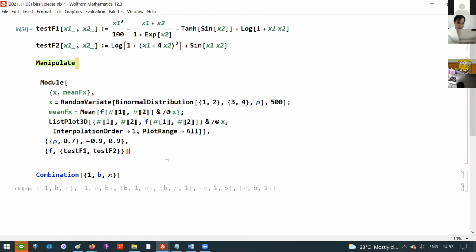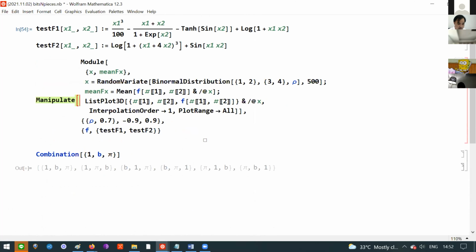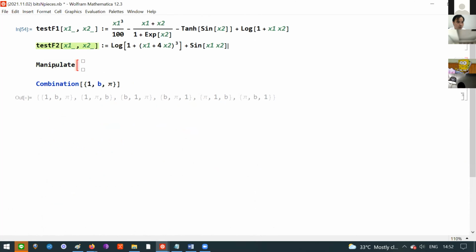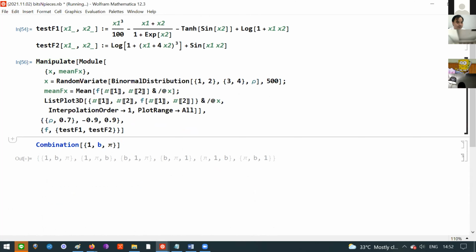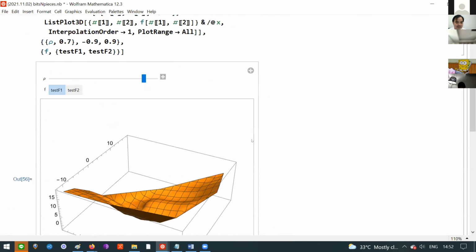I'm missing a bracket or something. Oh, okay. For some reason, I just entered it. Okay, right. So I'm just making this data up.